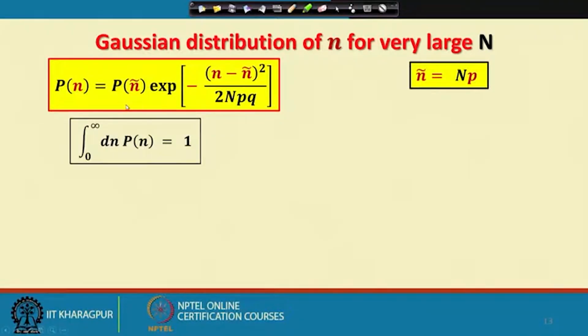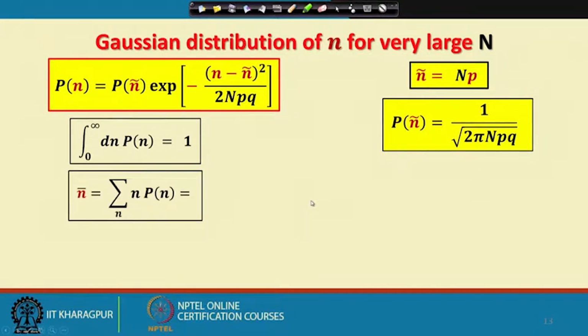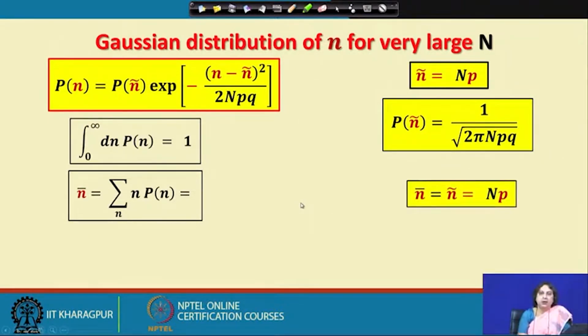So, if I repeat this exercise for this Gaussian distribution, what I get is p of n tilde, that is equal to 1 by root over 2 pi N p q. And it is also possible to find quantities like the average value of n, and this average value of n can be shown to be equal to the value of n where the maximum of p n appeared, and this is given by capital N into p.